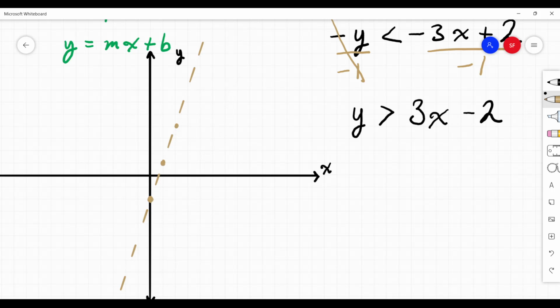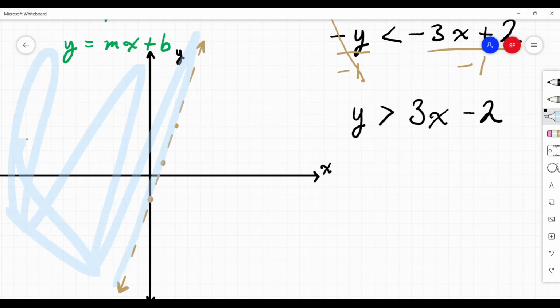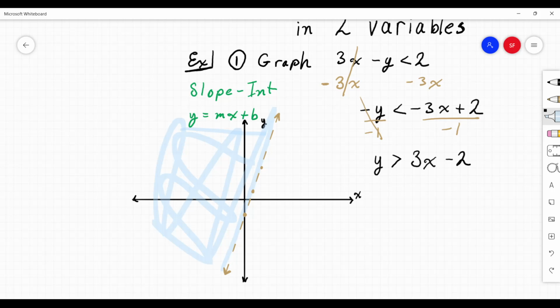Okay? Then we got to decide which side of the line we're going to shade. I remember this. Okay? What is this symbol right here? It's a greater than symbol, which means we're going to shade on the top of the line. So we're going to shade all of this over here. Okay? And that's it. That's done. I forgot about that. That's okay.